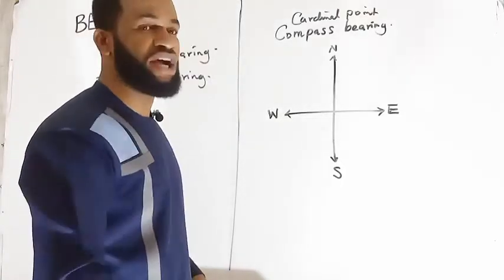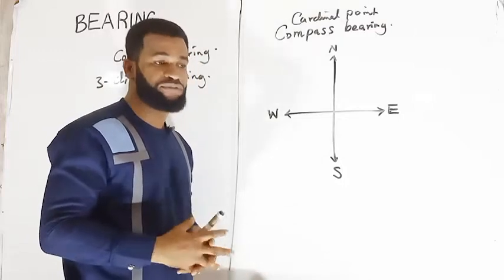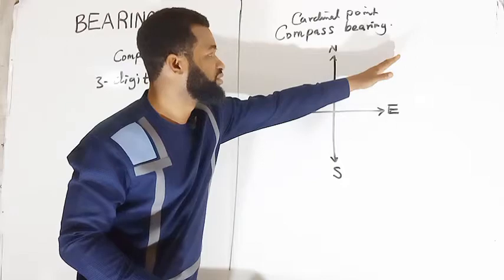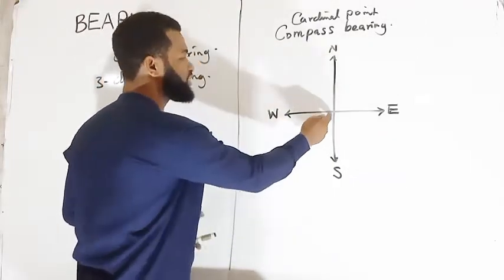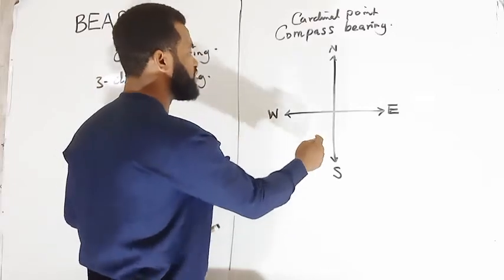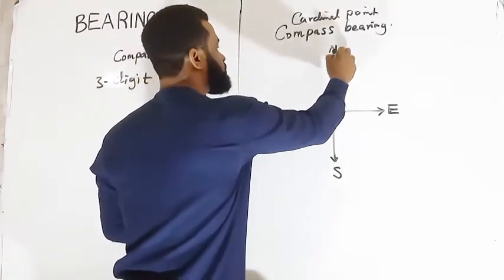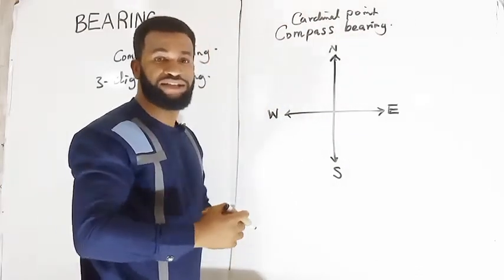Now, if you want to measure angle 40 degrees, you should ask yourself, 40 degrees in which direction? Is it northeast? Or is it southeast? Or is it southwest? Or is it northwest? You see? So it is always measured from either the north or the south, depending on where the direction is.